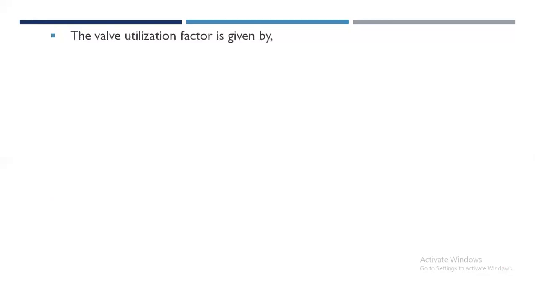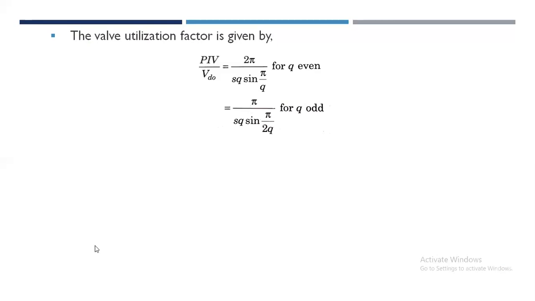Then the valve utilization factor is given by the ratio of PIV, peak inverse voltage, divided by average maximum DC voltage across the valve. That is equal to 2π/(SQ sin(π/Q)) for Q even, and π/(SQ sin(π/2Q)) for Q odd.